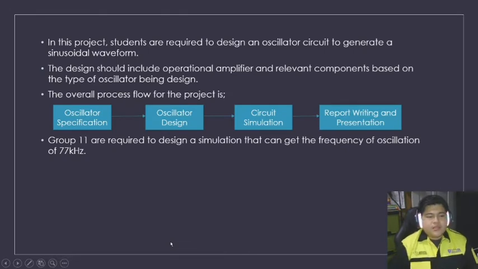In this project, students are required to design an oscillator circuit to generate a sinusoidal waveform. The design should include an operational amplifier and relevant components based on the type of oscillator being designed. The overall process flow for the project is oscillator specification, oscillator design, circuit simulation, and report writing and presentation. Our group is required to design a simulation that can get a frequency of oscillation of 77 kHz.